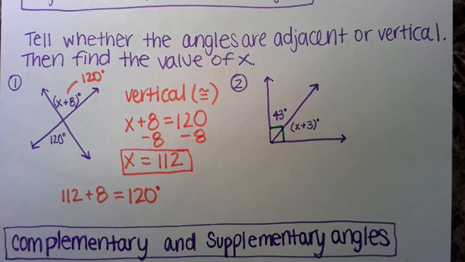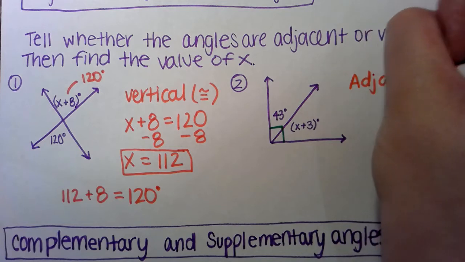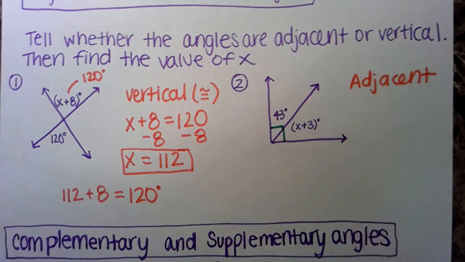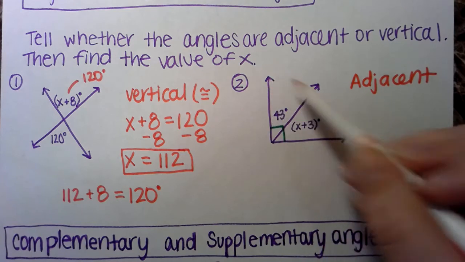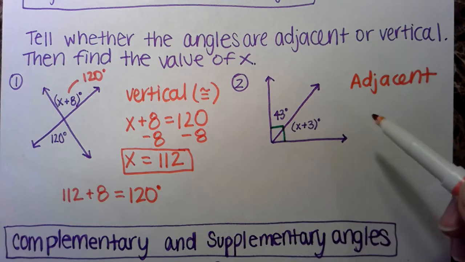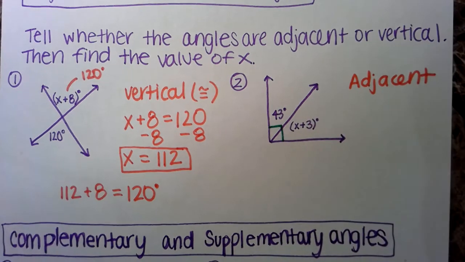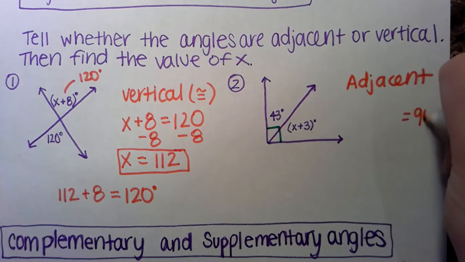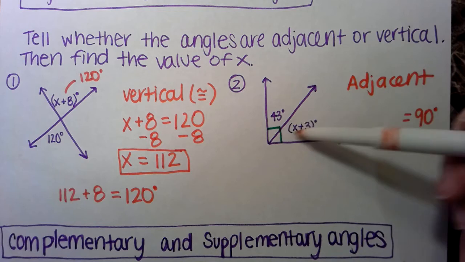Now for number 2, these are going to be adjacent, and that is because they are next to each other. And adjacent always means next to. And you can see this little box here. That means that both of these angles together make a complementary or 90-degree angle. So these angles are adjacent. So we're going to set these equal to 90 degrees because we want to see what this angle is.